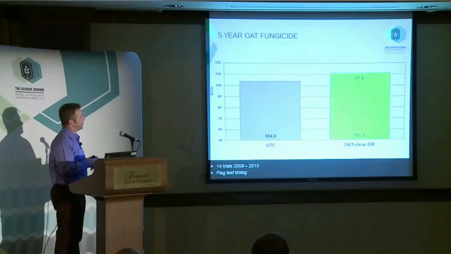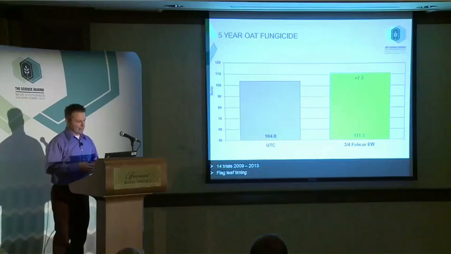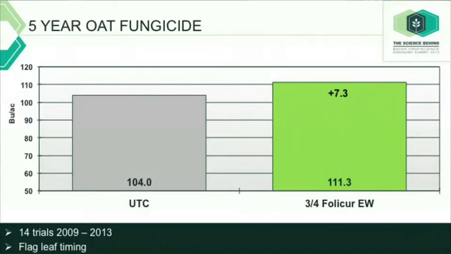So, diving into the results. I've got a little bit of data on oats, and we'll talk a little more on barley, but I'll spend the majority of my time on wheat. This is what we've been seeing in oats. 14 trials over the last 5 years, looking at the 3/4 rate of Folicur sprayed at flag leaf timing. We're seeing an average of just over a 7 bushel per acre response with this product at this timing. This has been a fairly consistent trend as I roll up the data from the last 4, 5, and 6 years. It's been very consistent in terms of this 7 bushel response.